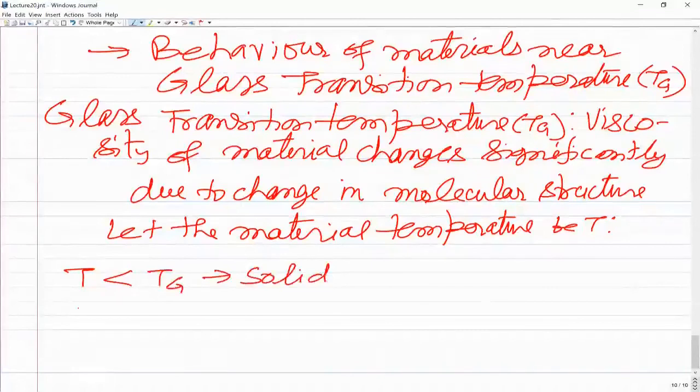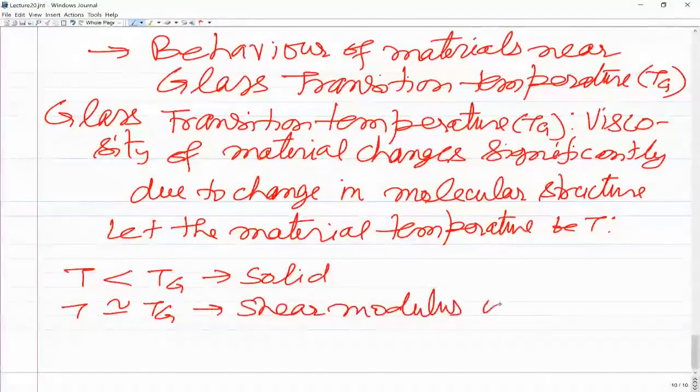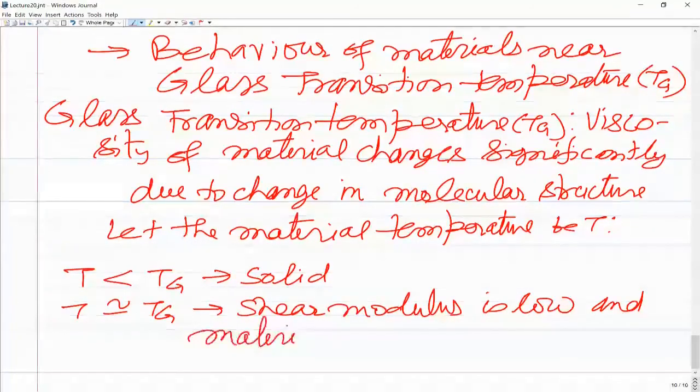Now if T is approximately equal to the glass transition temperature, then the shear modulus is low, and the material shows sensitivity to strain rate.